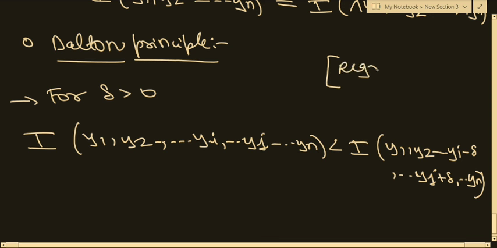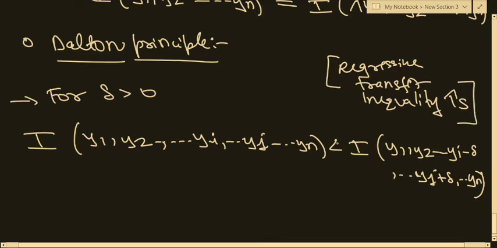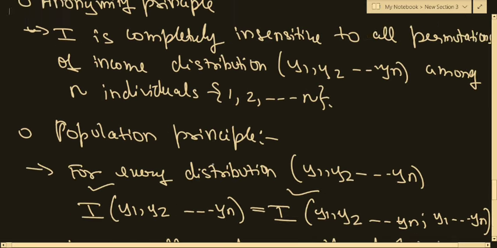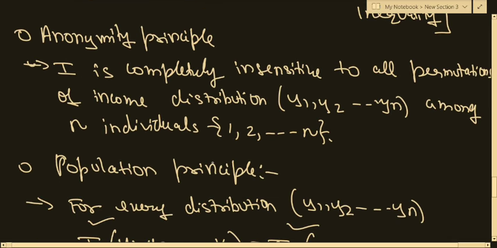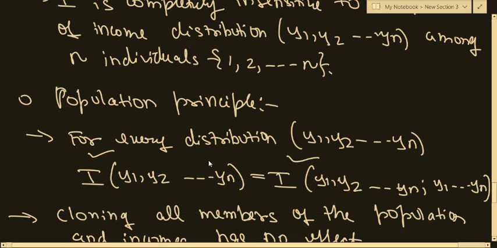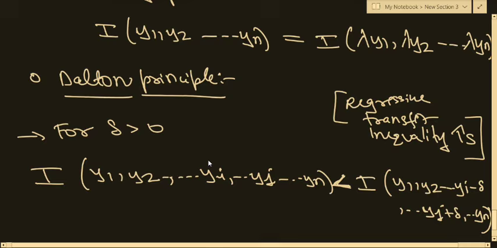Let's write for a quick recap. Regressive transfer: inequality has increased, because a high value of the inequality index I indicates greater inequality. Inequality increases in the new distribution. All right. So this was all about our criteria for inequality measurement. For each of these, we have given a mathematical interpretation, which is very, very important.